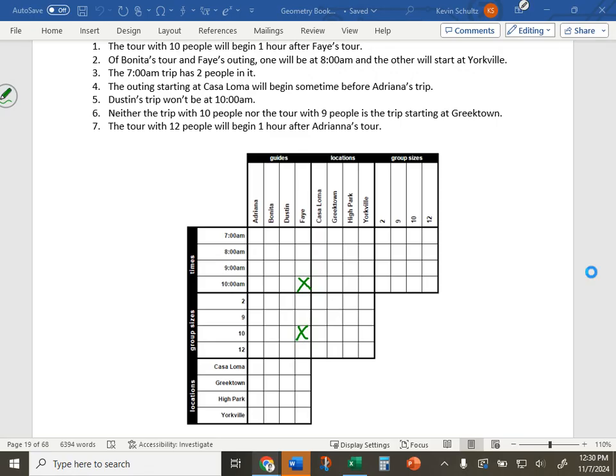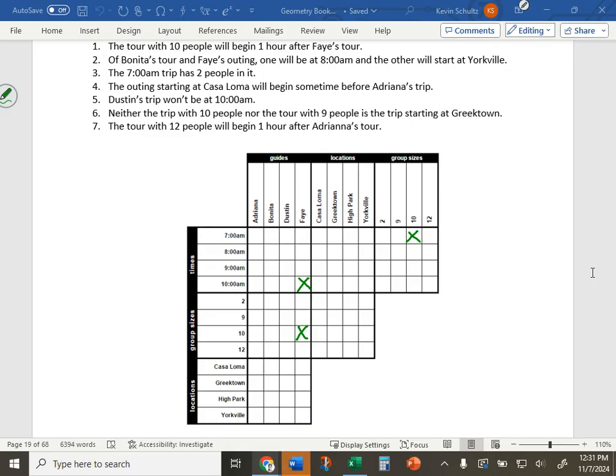Josephine? The tour of 10 people can't start at 7? The tour of 10 people can't start at 7 because if the 10 people tour begins 1 hour after Faye's, that means it can't be the first one because there's got to be one before it, right? So again, the 10 can't be at 7 a.m. because the 10 people tour starts 1 hour after a different one, meaning it can't be the first one. Okay? So that's how you're working through this puzzle here.